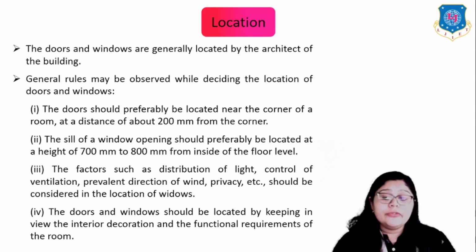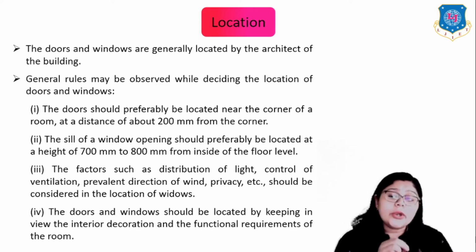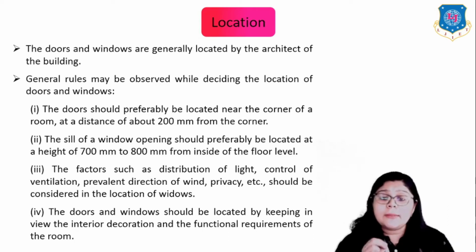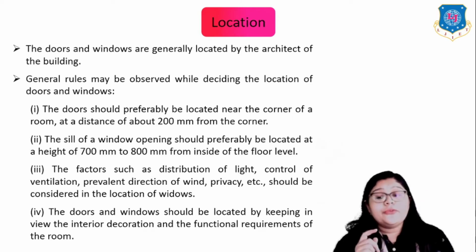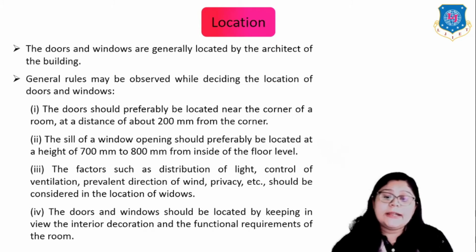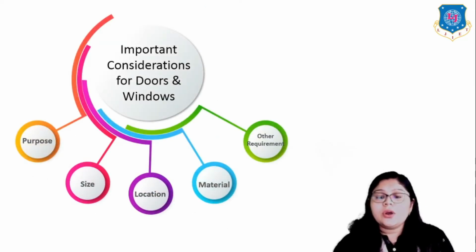The sill of the window opening should preferably be located at a height of 700 mm to 800 mm from inside of the floor level, and factors such as distribution of light, control of ventilation, prevalent direction of wind, privacy, etc. should be considered in the location of windows. The doors and windows should be located keeping in view the interior decoration and the functional requirement of the room, right? That is all for the location.